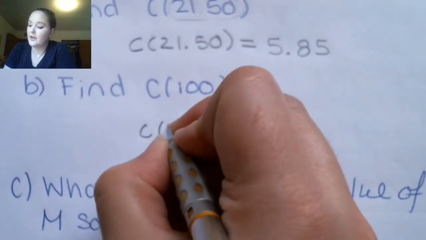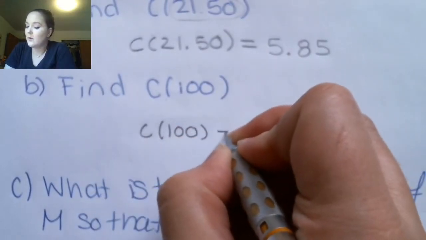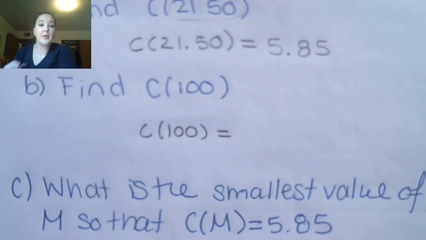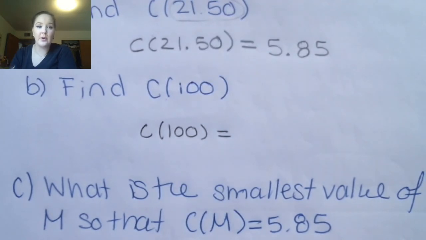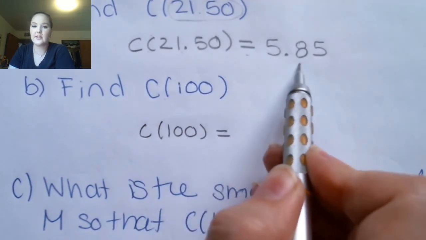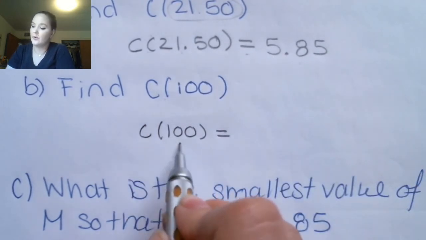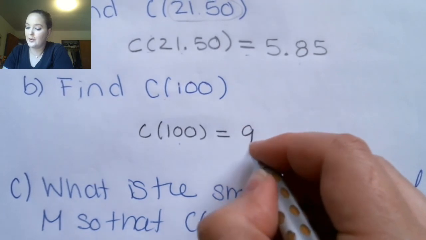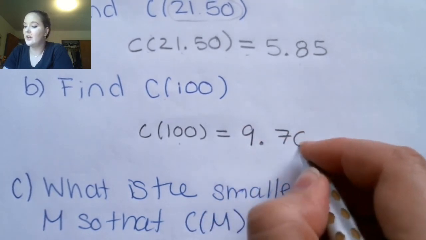So C of 100 equals, okay, remember the formatting of your answer is important. You do want to format it like this. Repeat the question and then say equals and give your output. So here C of 100, and then we're going to give our output that we saw on the previous page, 970.